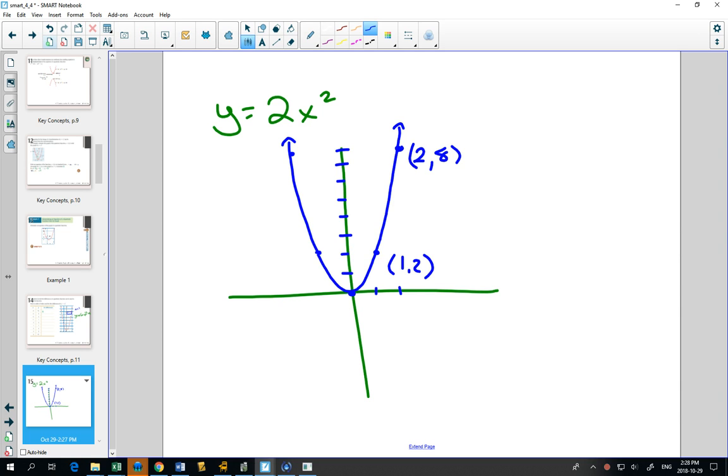So in this one, over 1, up 2, over 1, up 6 occurs. So the normal odd pattern of 1, 3, 5 gets multiplied by 2, and it will go 2, 6, 10, 14, and so on.